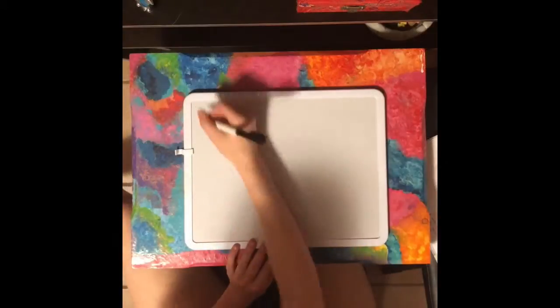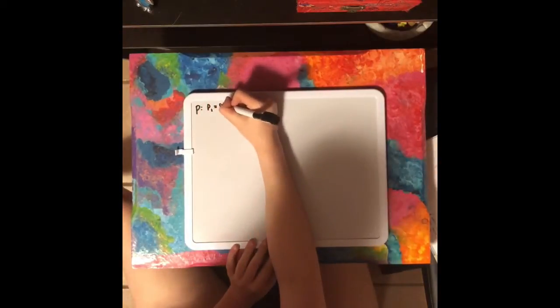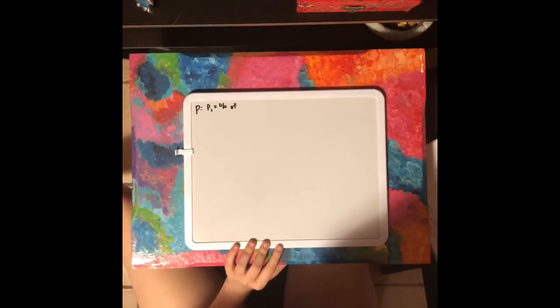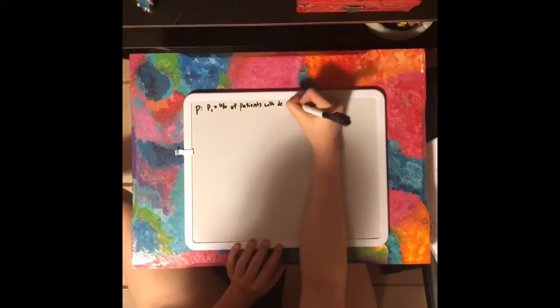For hypothesis testing, we will use PHANTOMS. So first, we'll start with P. P1 will be the percentage of patients with depression, and P2 will be the percent of patients without depression.